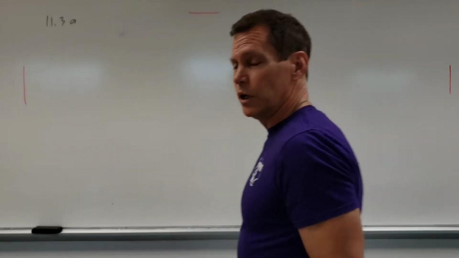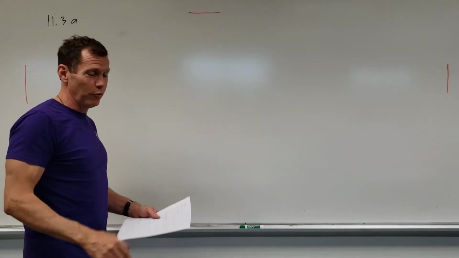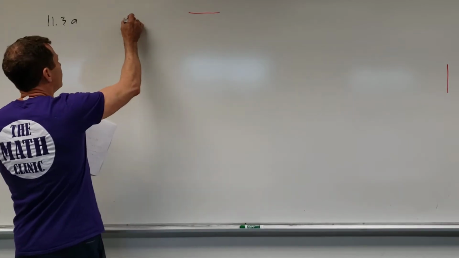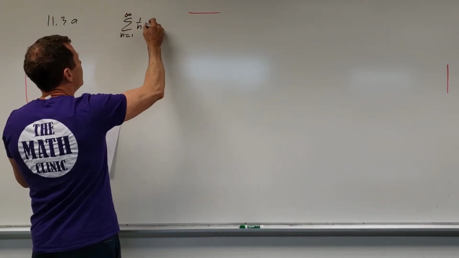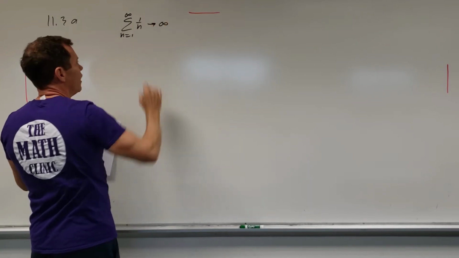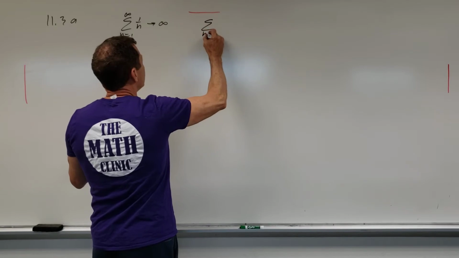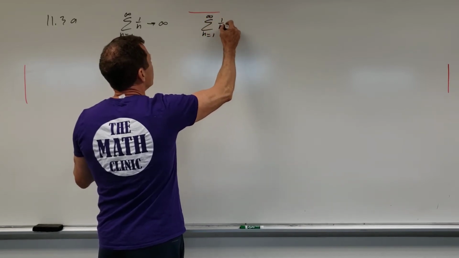Okay, let's do 11.3. Again, read your book. It's very important you read your book. Okay, so last time we saw that the summation n equals 1 to infinity of 1 over n diverges to infinity. Now we're going to look at n equals 1 to infinity of 1 over n squared.